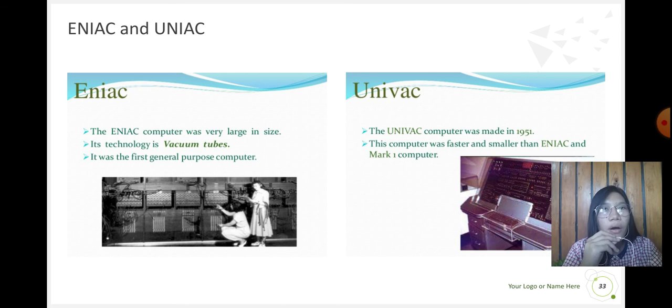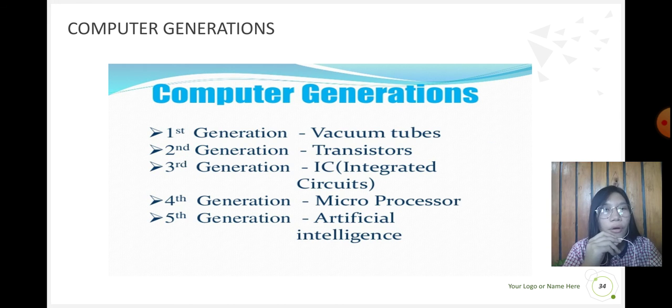ENIAC and UNIVAC. So ang kalainan nila is the ENIAC computer was very large in size, and then the UNIVAC computer was made in 1951. This computer was faster, so mas gikan sa ENIAC padulong sa UNIVAC nagka-evolve ang computer. Mas faster na daw siya, then smaller kaysa sa ENIAC. And then the computer generation mao ni atong kabuuan.